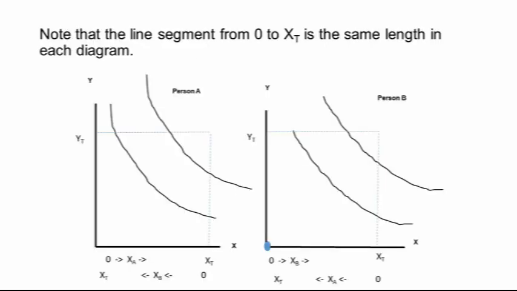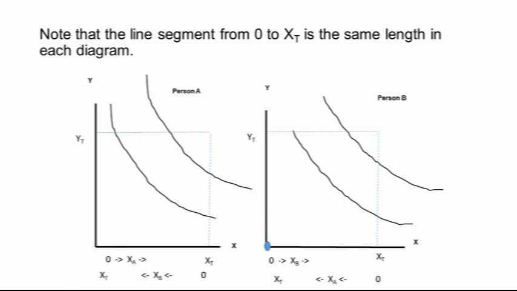The insight to use the Edgeworth box is to notice that the line segment 0 to xt in person A's diagram is the same length as the line segment from 0 to xt in person B's diagram, and more importantly, that there's a one-to-one relationship between the values between 0 and xt in person A's diagram and the values from 0 to xt in person B's diagram. As person A's diagram goes from 0 to xt, person B's diagram goes from xt to 0.